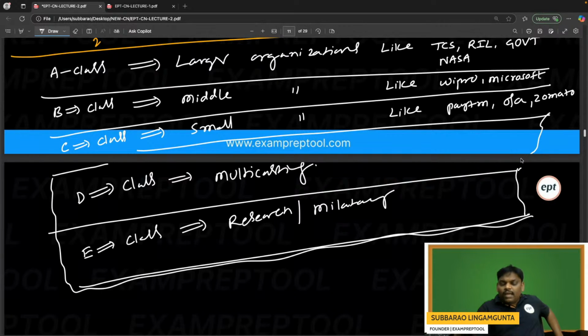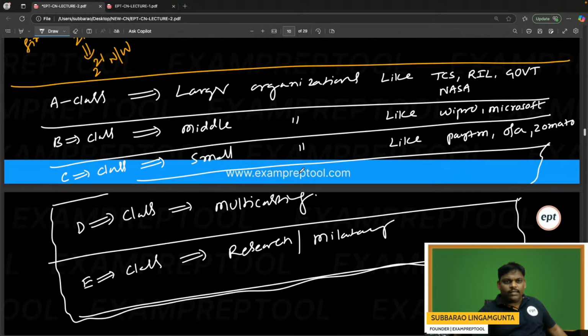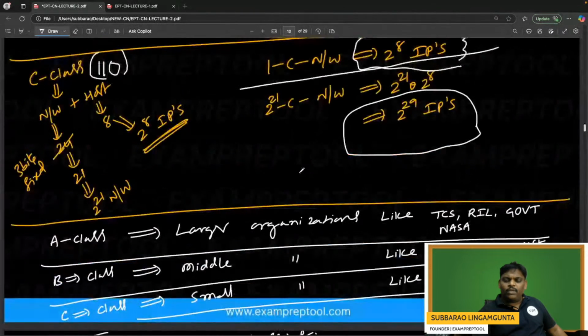So for larger organizations, A class. For middle, B class. C class is going to be for small organizations like startup companies, right? Like that. I hope everyone is fine.